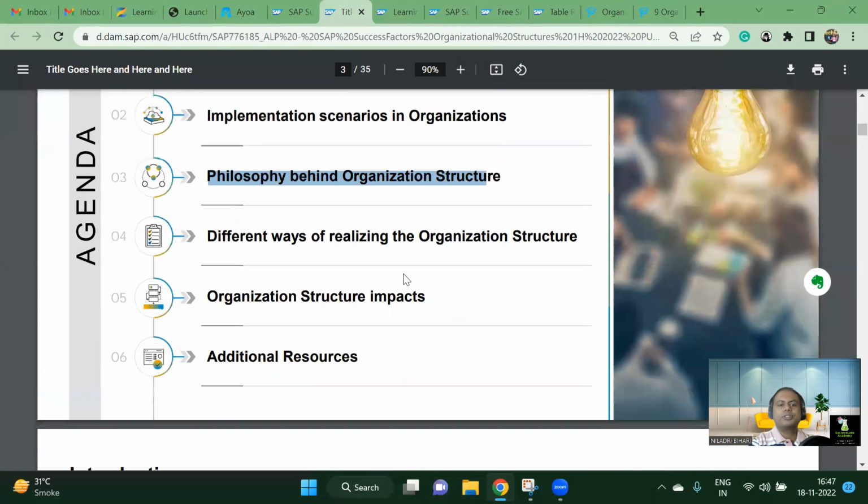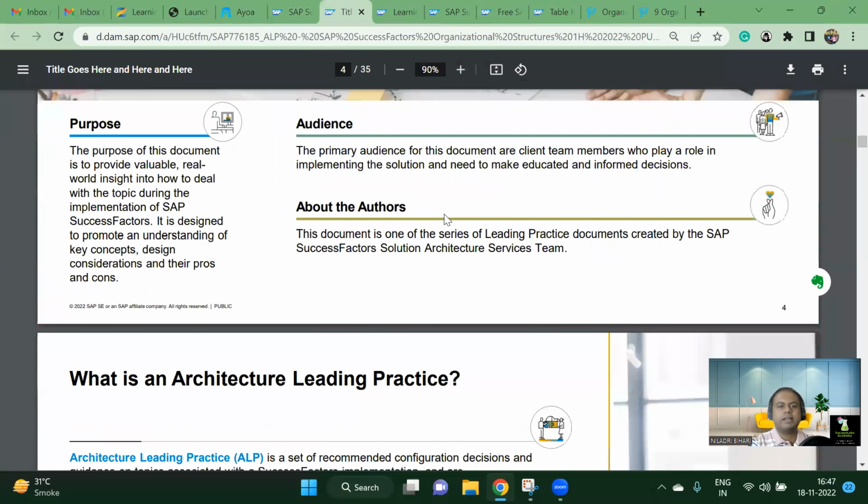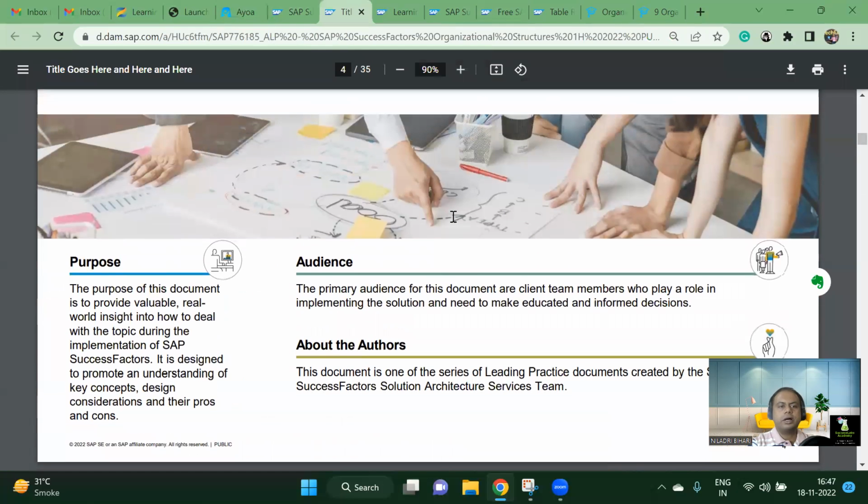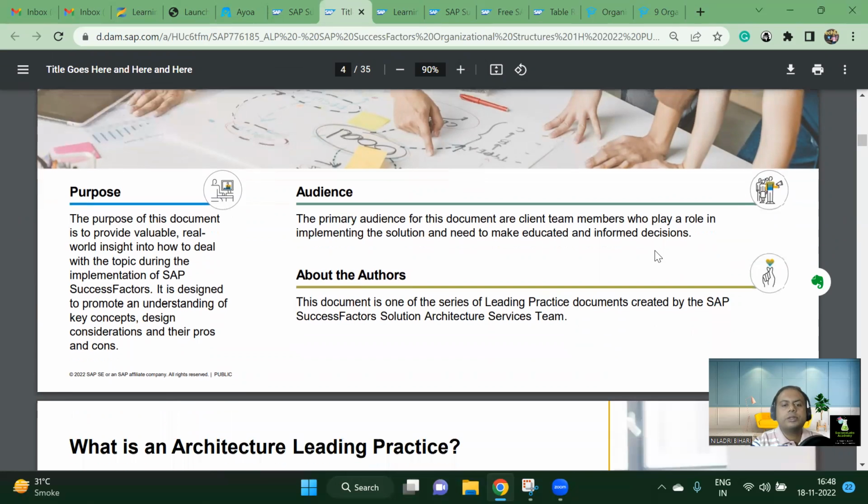Now, after understanding the org structure, we will see how it is impacting, what the different ways of realizing those org structures in this guide are, and what resource materials are available. This document gives an overall picture of how to understand the key concepts, design considerations, and pros and cons, so that you can take the right decisions, for example as a stakeholder. So definitely you will have an understanding of this.